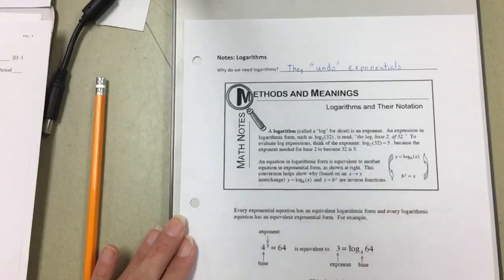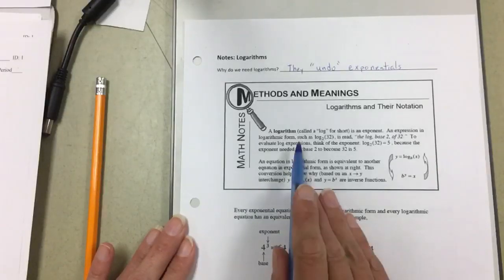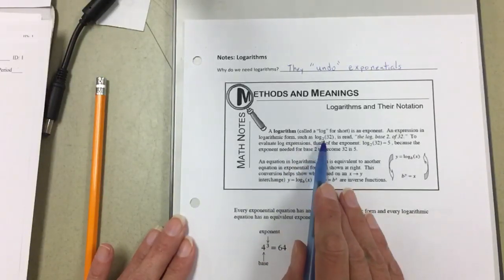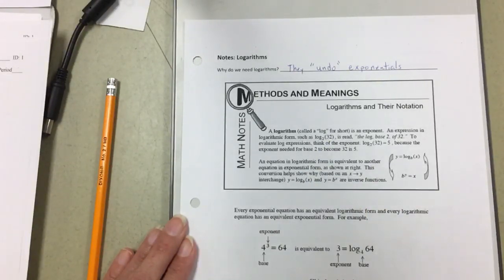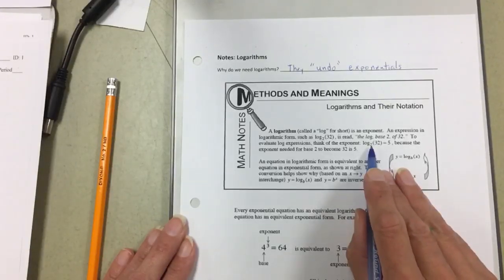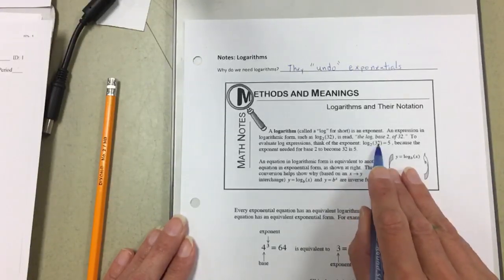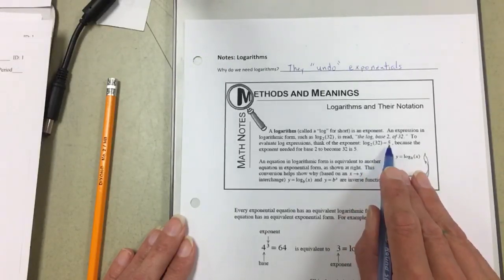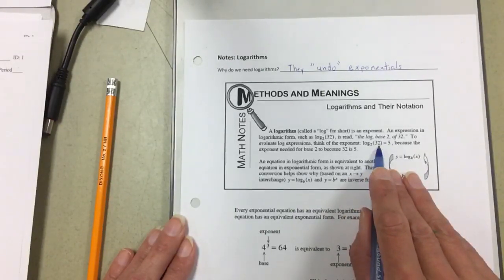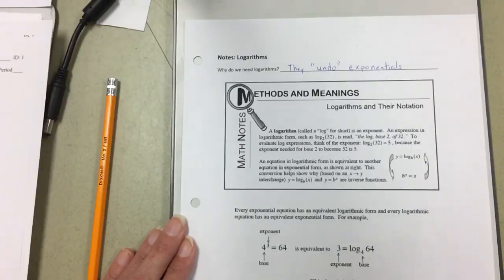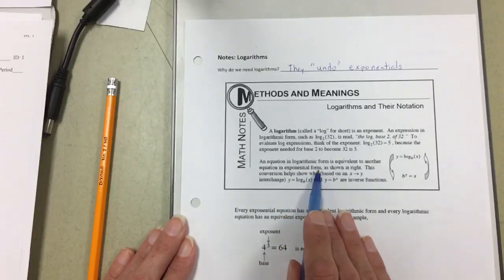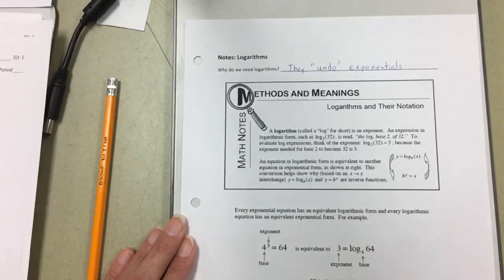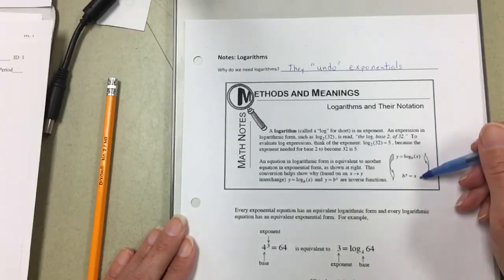A logarithm is called log for short. It represents the inverse of an exponent. We'd read it this way: log base 2 of 32. So what we're thinking about is what can 2 be the base for that will give us 32 as our answer. Well, 2 to the power of 5 gives us 32. That's why this works. An equation in logarithmic form is equivalent to another equation in exponential form shown here. So basically this can be changed into this.